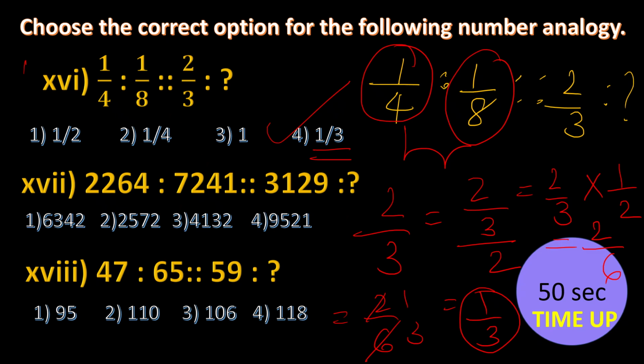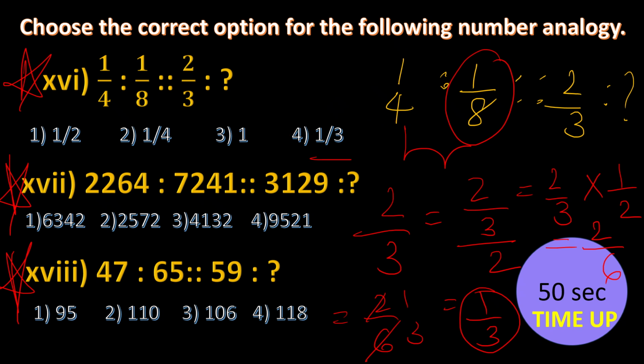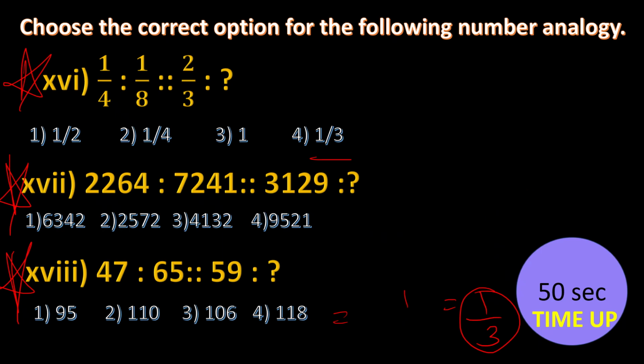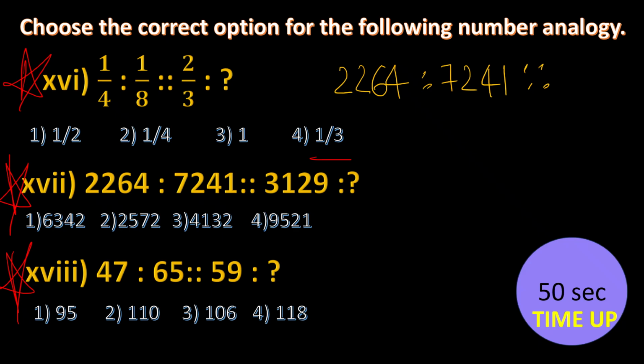So this also you note down, these are all important questions with different types of logic. This is also important. Okay, next one is, we have 4 digits now. So we had seen 2 digits, 3 digits, now 4 digit has come. That is 2264 is 7241, 3129 is what?